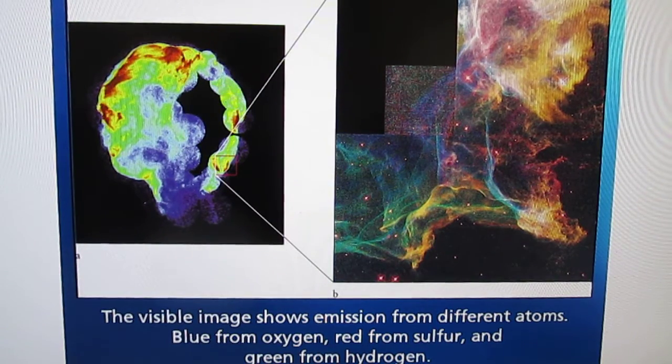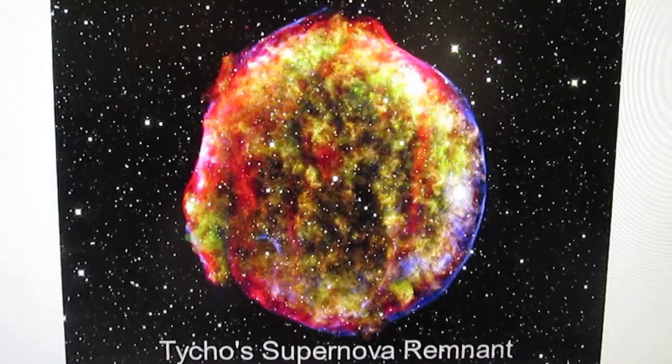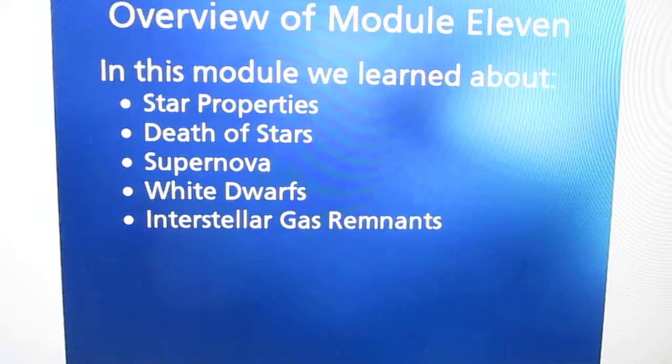This is an image of a supernova remnant in multiple wavelengths. And again, remember from spectroscopy, color allows us to determine the chemical composition of the objects in space. This is perhaps the most famous supernova remnant, discovered by Tycho Brahe many centuries ago, and it's quite beautiful. Again, a concentric exploded star. You can see that it is not a nebula.